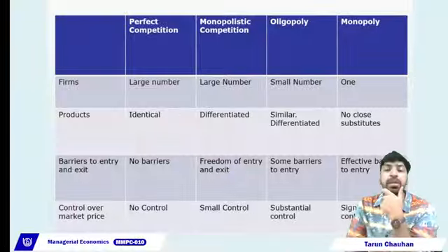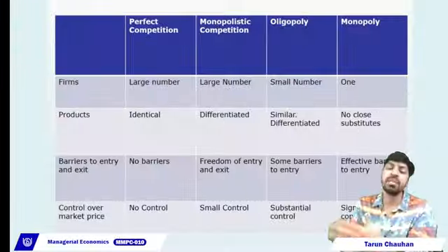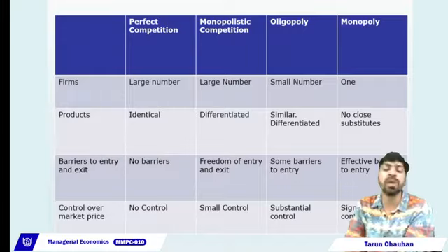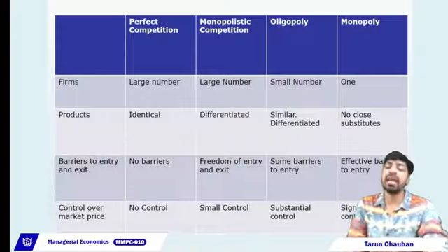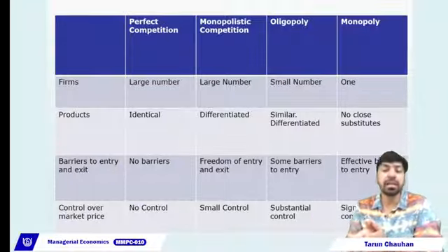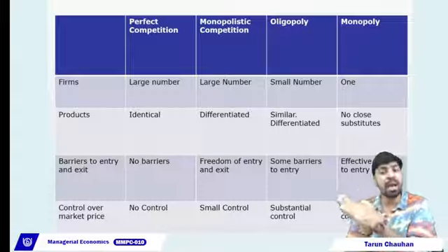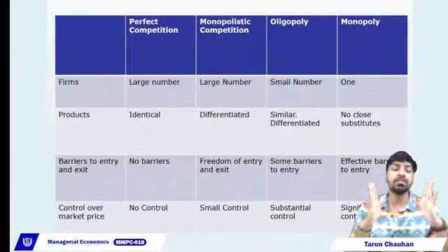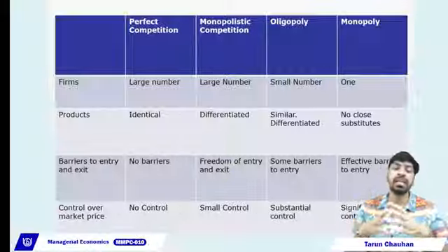When we talk about oligopoly, there is substantial control. That means there is no easy entry, and products would be similar or differentiated, so they have some sort of control over the price. But when we talk about monopoly, there is significant control over the price. Monopoly has one firm, so they have full control over the price and the market. That's the main reason for significant control over the market price of the products. So these are the main differences, the four main bases of difference among the four forms, which you can portray or write in detail.